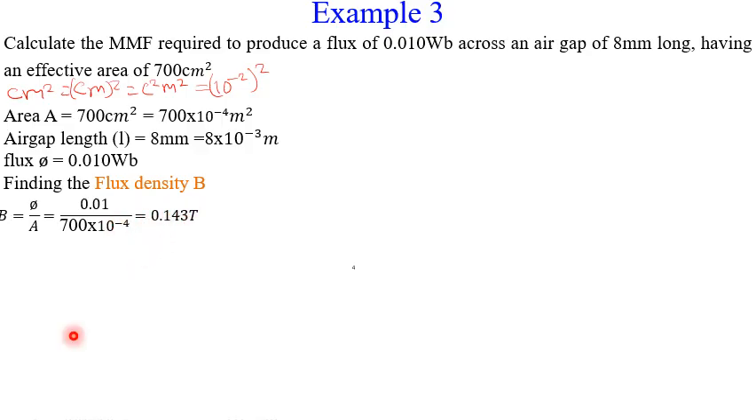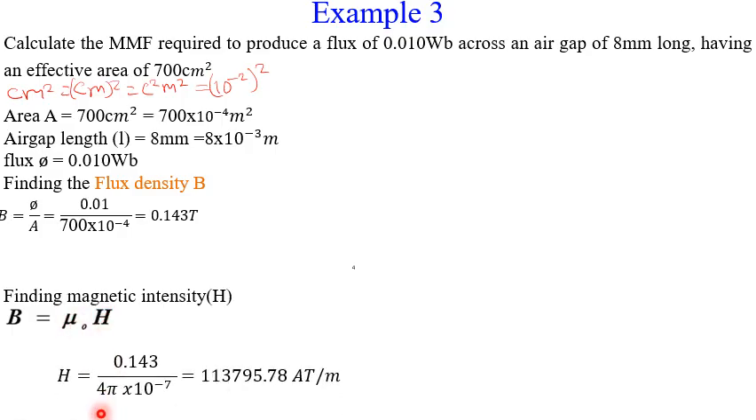After getting our answer, we need to calculate the magnetic field intensity. To calculate the magnetic field intensity, we call our formula: B equals mu naught H. So we make H the subject. We have B all over mu naught. B, our flux density, was 0.143 divided by 4 pi times 10 raised to the power minus 7, and we'll get our answer as this.